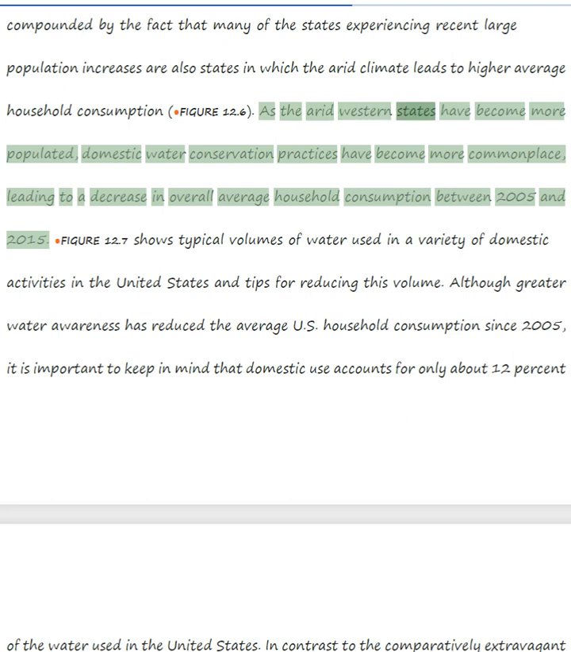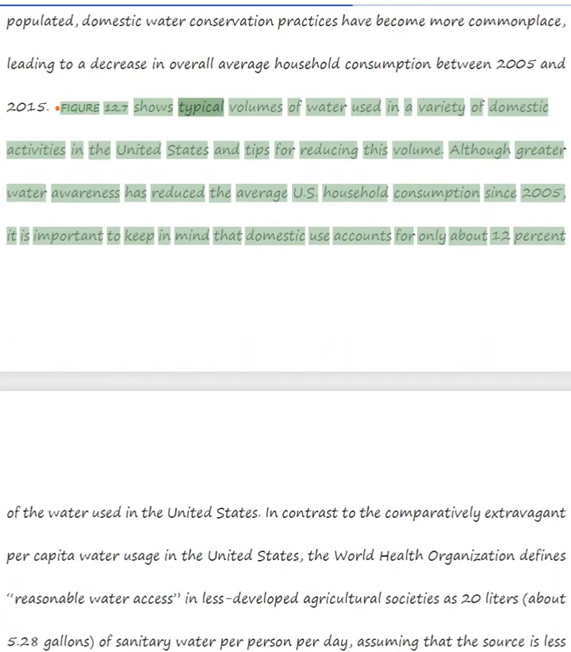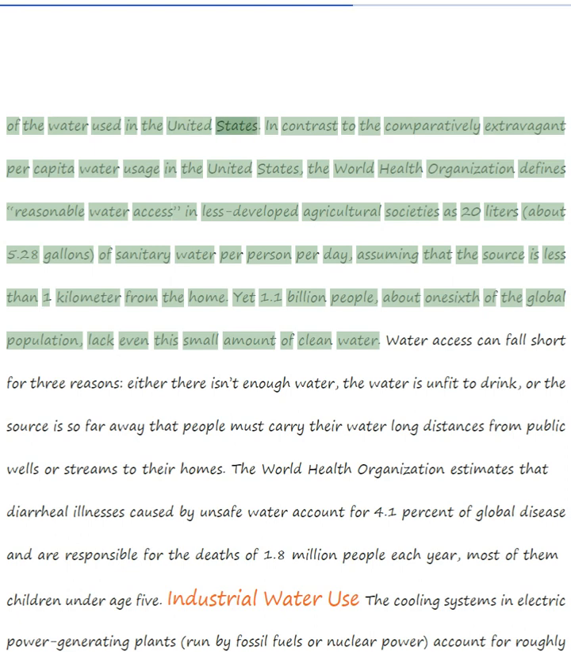As the arid western states have become more populated, domestic water conservation practices have become more commonplace, leading to a decrease in overall average household consumption between 2005 and 2015. Figure 12.7 shows typical volumes of water used in a variety of domestic activities in the United States and tips for reducing this volume. Although greater water awareness has reduced the average U.S. household consumption since 2005, it is important to keep in mind that domestic use accounts for only about 12% of the water used in the United States.